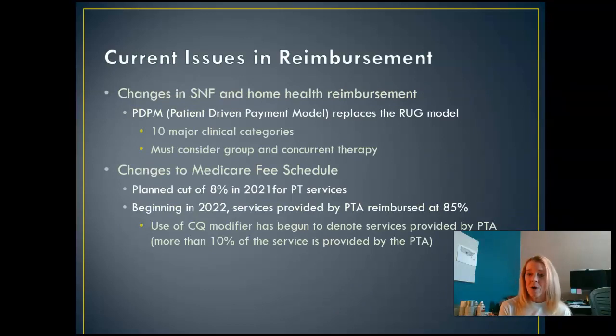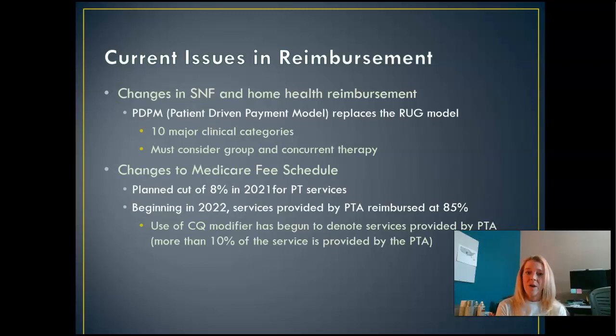Just to go over some current issues in reimbursement and things that you guys may have been hearing, there have been some recent changes in skilled nursing facility and home health reimbursement. They use a PDPM model now, which replaced the RUG model. The RUG model used to place patients in categories like ultra high, high, medium, low, based on the total number of minutes that they would spend in therapy a week.